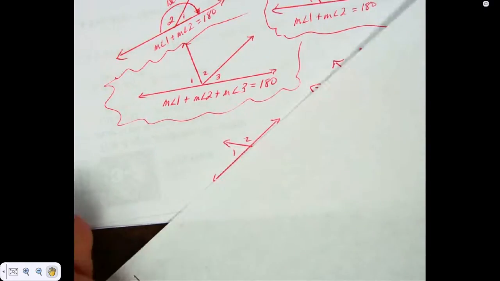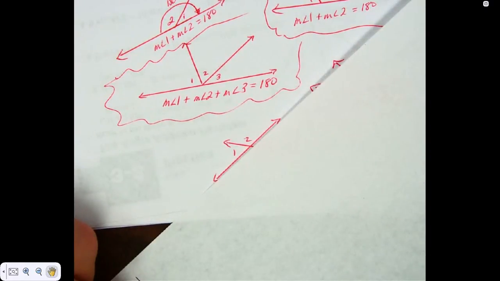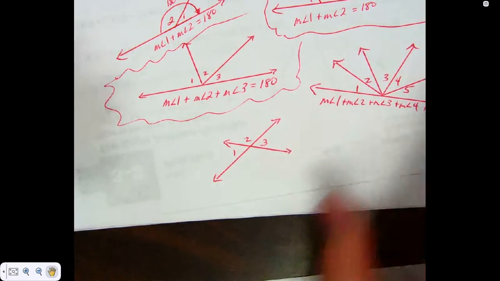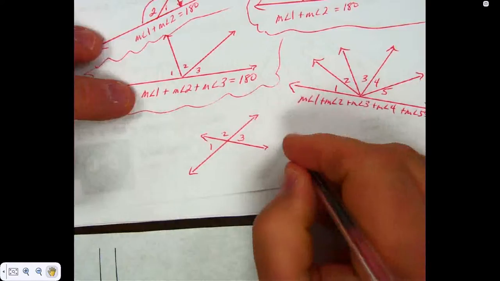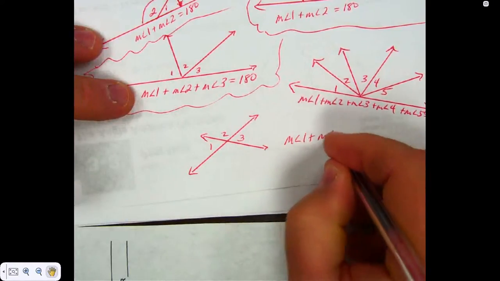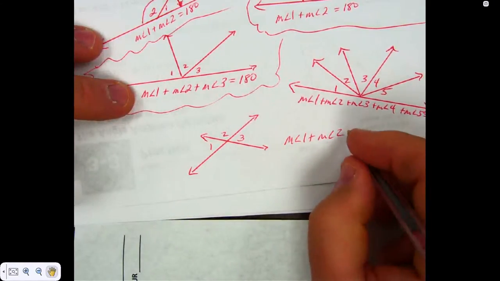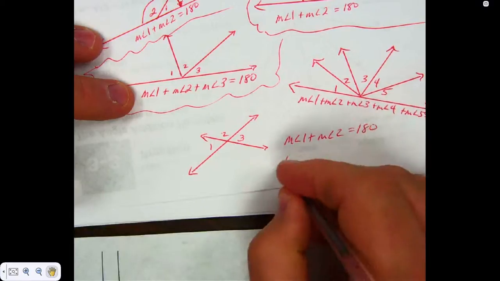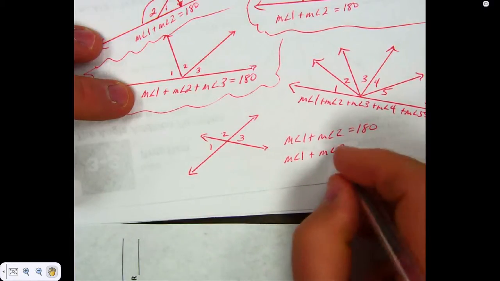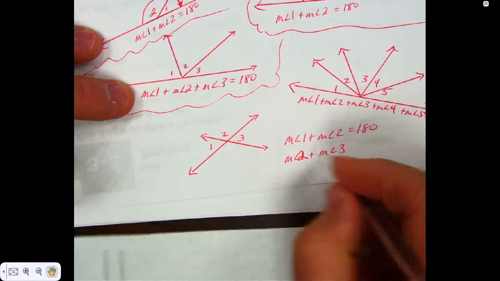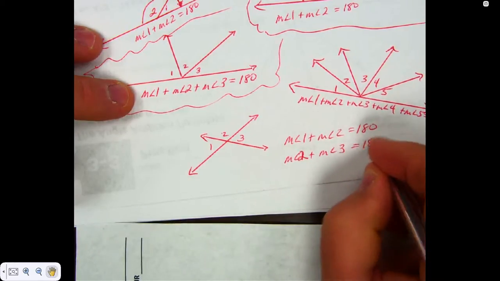What about if I looked at it like that? Measure of angle 1 plus measure of angle 2 equals 180. That's not so bad, is it? It's kind of hard, but in your mind, if you can see the straight line, you can see that, can't you? So here I could say the measure of angle 1 plus the measure of angle 2 equals what? 180, and the measure of angle 1 plus the measure of angle 3 equals 180. Oh, no, the measure of angle 2 plus the measure of angle 3 is equal to 180.